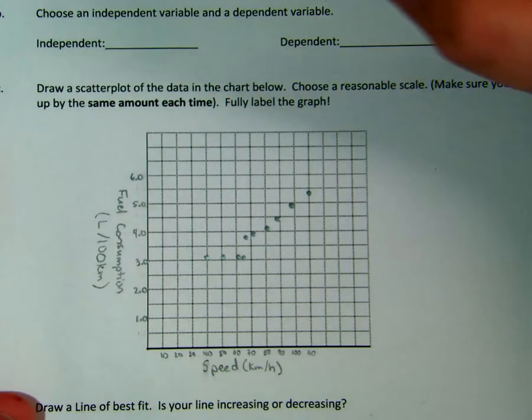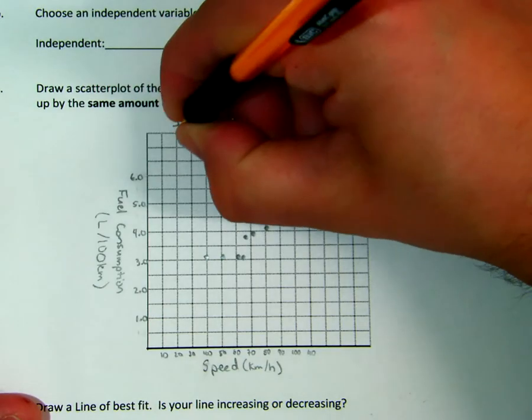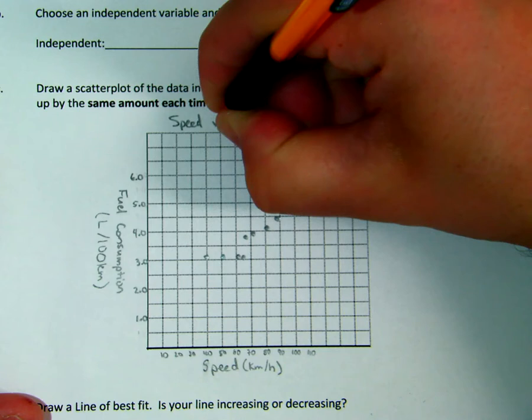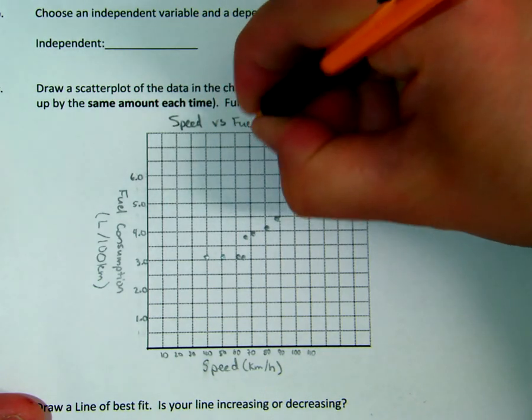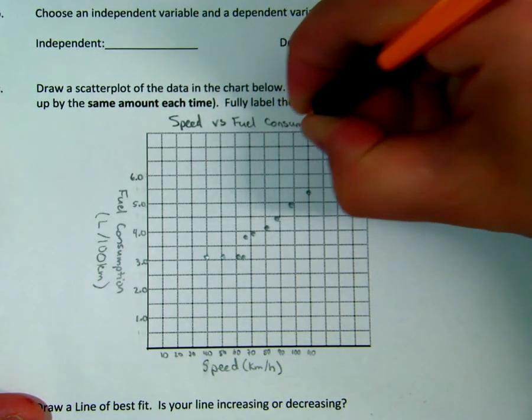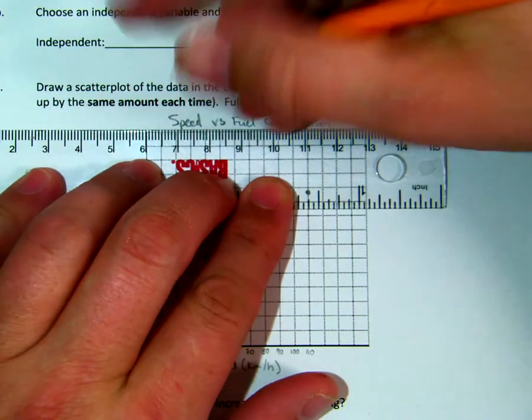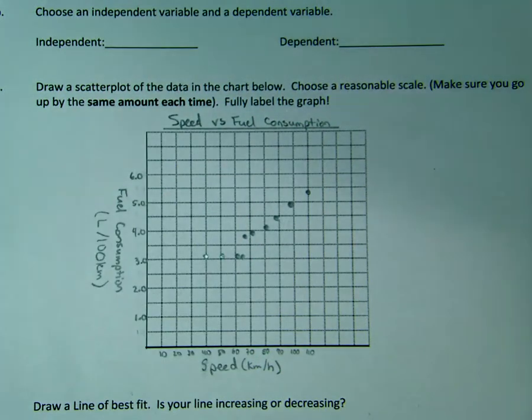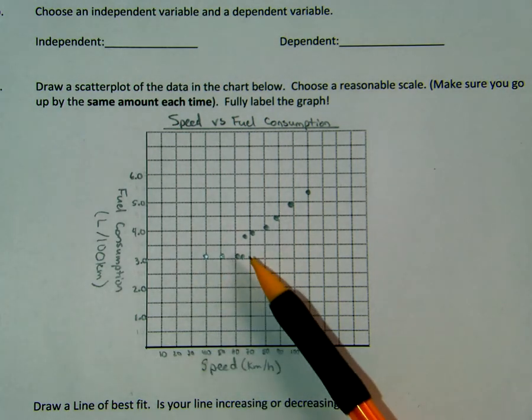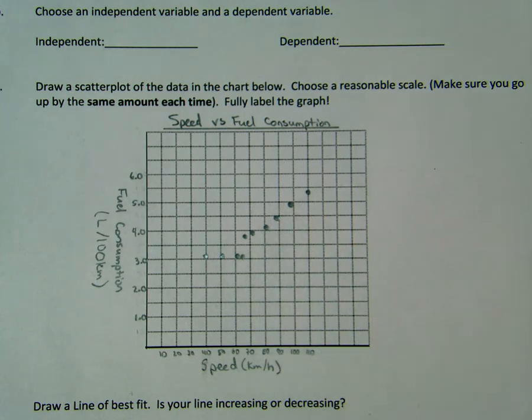Hopefully you figured out that I'm missing the title. My title should be speed versus fuel consumption. Underline it. So there's my graph, fully labeled. I've got all the points, so you can double check. When you're making a scatter plot, sometimes it's hard to tell. 1, 2, 3, 4, 5, 6, 7, 8, 9, 10 points.